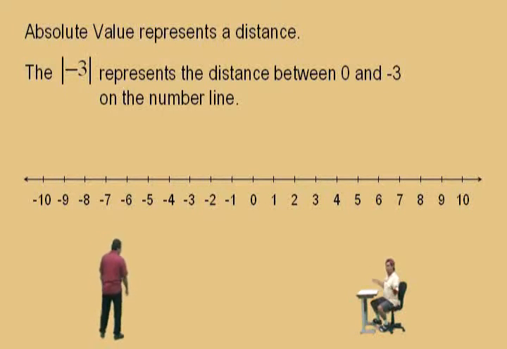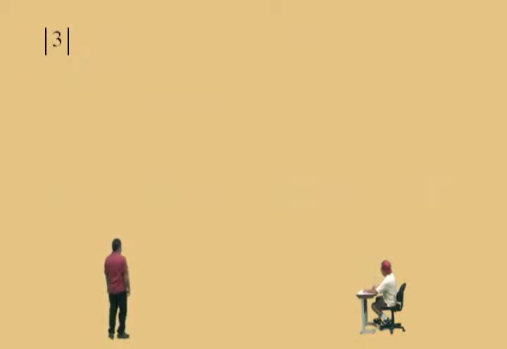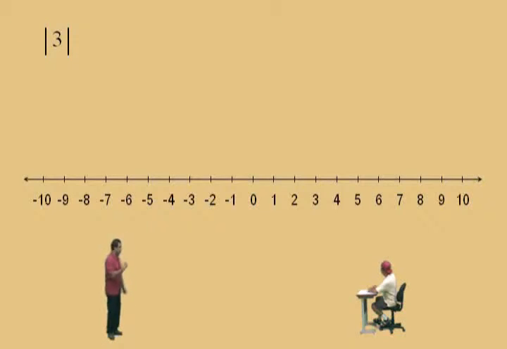Okay, now, if we look at the number line here, Charlie, how far apart are -3 and 0 on the number line? What's the distance between them? 3. It is 3, and that would be your answer. So, let's do this one, the absolute value of 3. How far apart is 3 and 0 on the number line, Charlie? 3 units, it's right there. So the absolute value of 3 is 3.